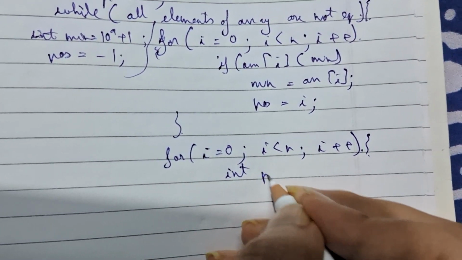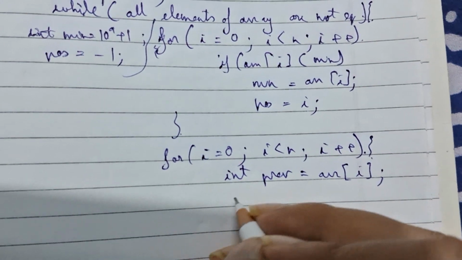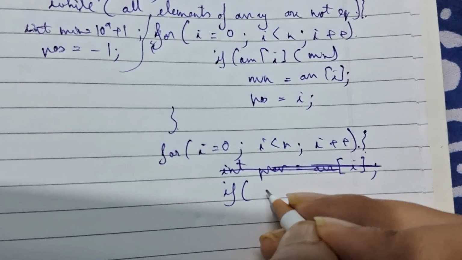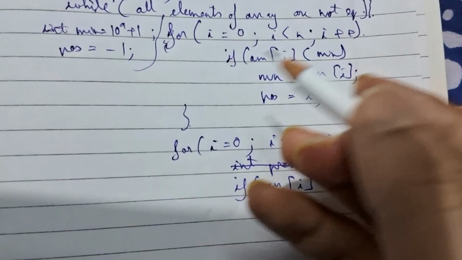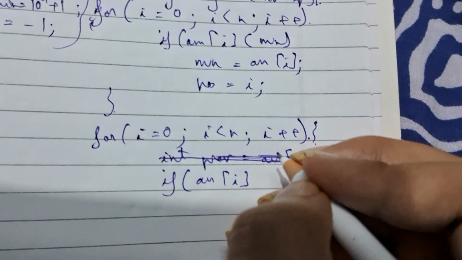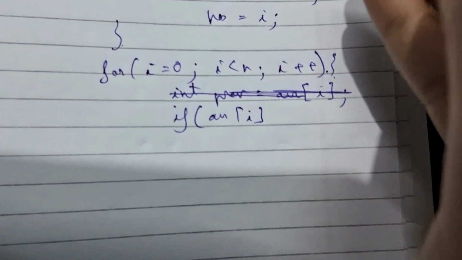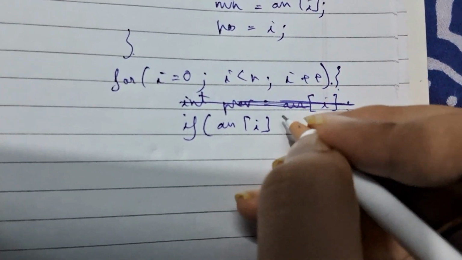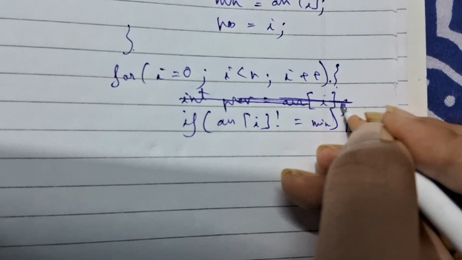Now int previous is equal to ARR of I, actually not over here. So if ARR of I is equal to minimum, dividing it would make it 1. We are not going to consider it. It is the last possible approach that we have to consider: we have to make all the elements 1. So if it is not equal to minimum, then we can do one thing.